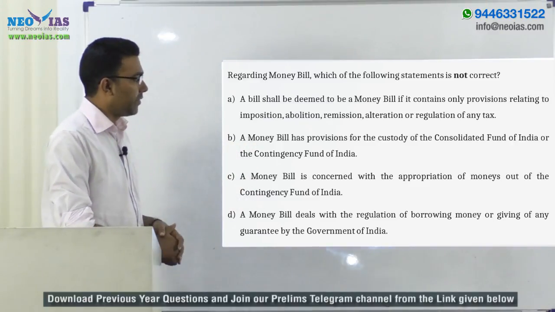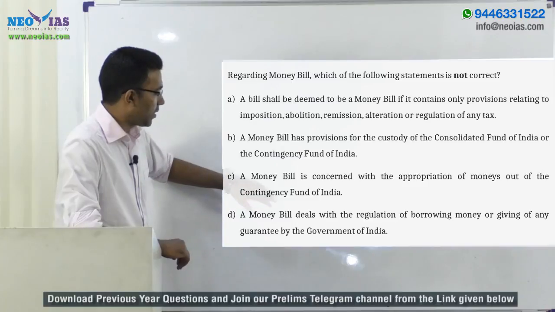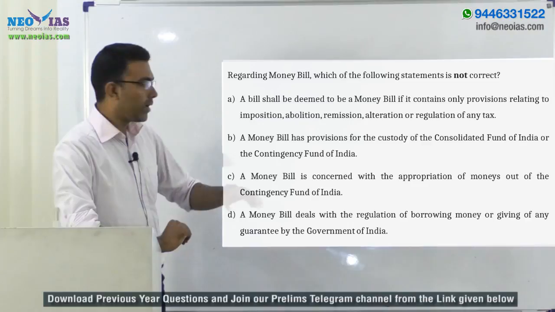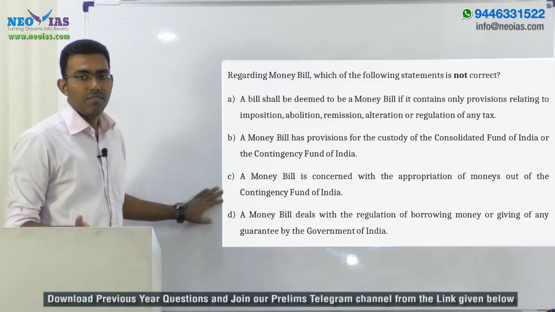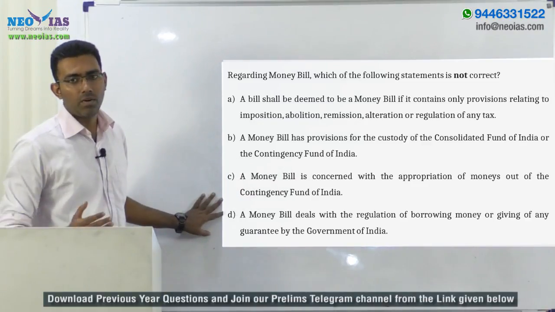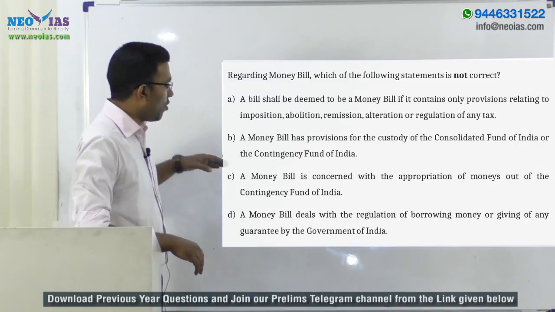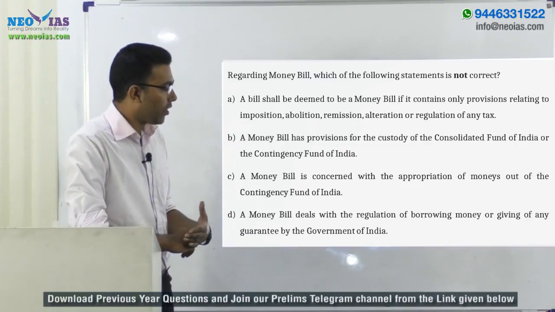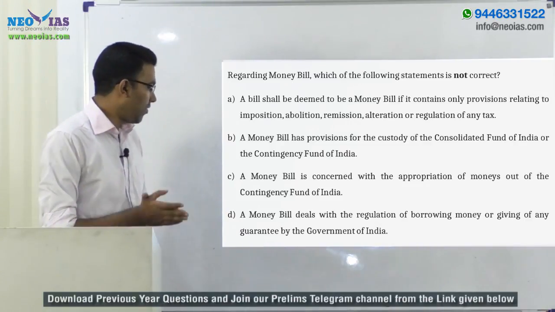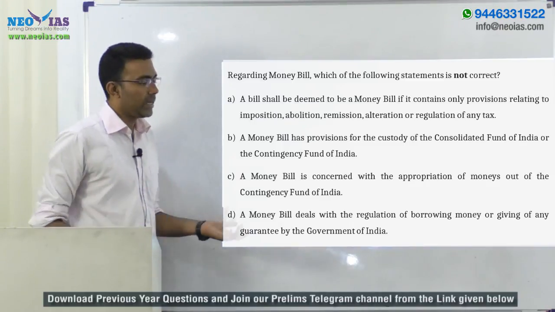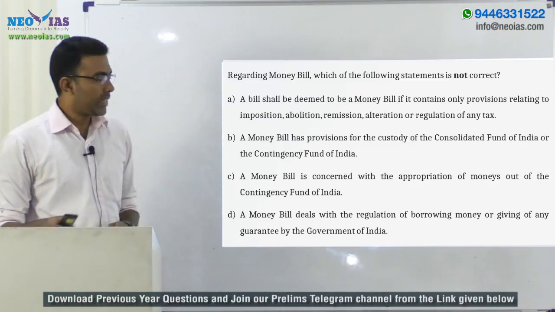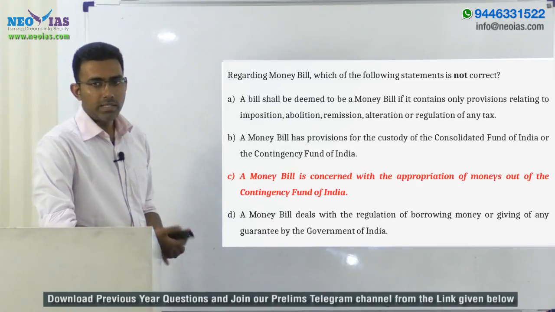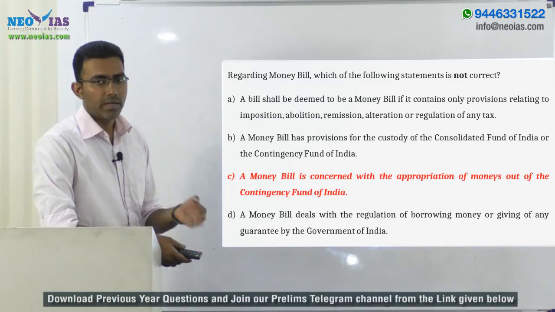Third one: a money bill is concerned with the appropriation of monies out of the Contingency Fund of India. That is wrong because Article 110 has nowhere mentioned appropriation of money from the Contingency Fund of India, and that's the reason why option C is wrong. Option D, a money bill deals with the regulation of borrowing money or giving of any guarantee by the Government of India. Yes, that is also correct. So the answer has to be C. This was asked in our Let's Revise test series, and we had discussed it in detail in our classes also.